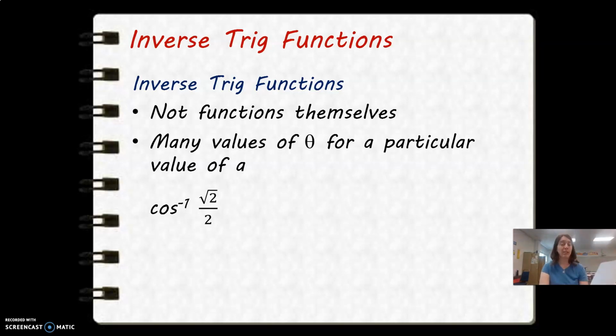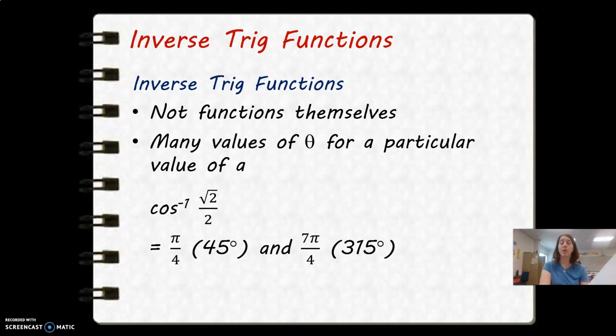Well, if I take a look at my circle here, where I see root 2 over 2 for x is at 45 degrees, or I can list that in radians, pi over 4. But I also see root 2 over 2 for the x down at 315 degrees, and that was 7 pi over 4. I have two different angles that meet the requirements for the ratio that was given to us in our question.